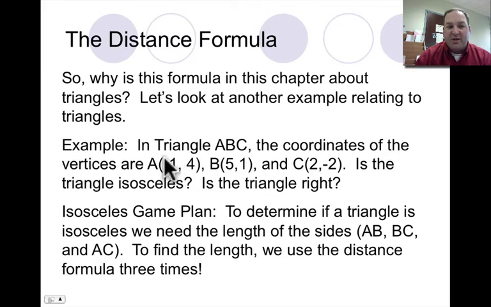So we have two questions here that we can ask. Both of these are based on the sides. We need to find the distance of the sides. We need to find the lengths of the sides. So what I put down here is my isosceles game plan. If the triangle is isosceles, then we need to find the length of all the sides and then look and see if any of those lengths are the same. So to determine if a triangle is isosceles, we need the length of the sides. We need AB, we need BC, we need AC. To find the length, we use the distance formula 3 separate times.